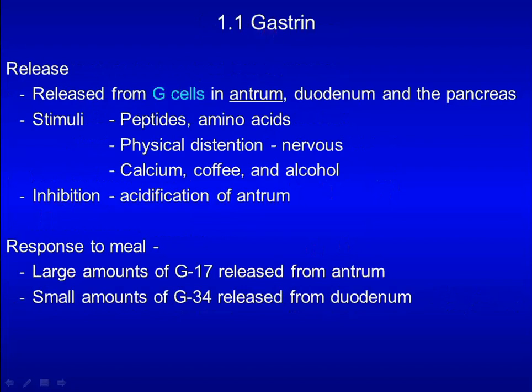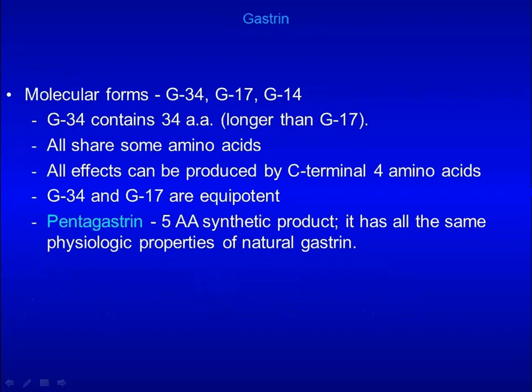Gastrin is released from G cells in the antrum, duodenum, and the pancreas in response to a meal, especially the presence of peptides, amino acids, and physical distension. In response to a meal, a large amount of G17 is released from the antrum. G17 contains 17 amino acids. A small amount of G34 is released from the duodenum. G34 contains 34 amino acids.